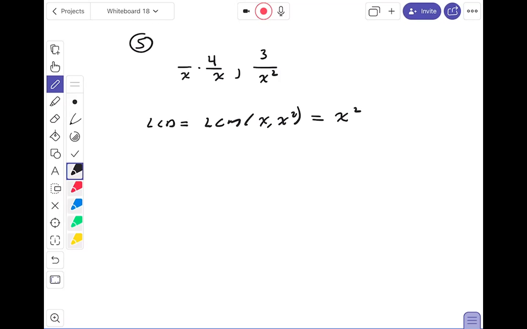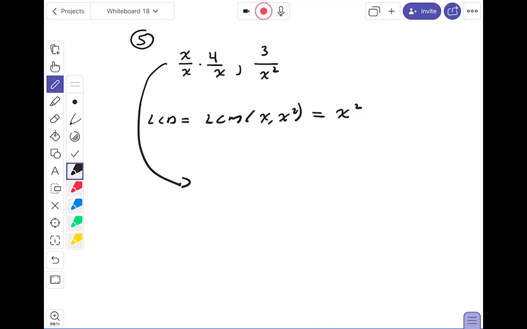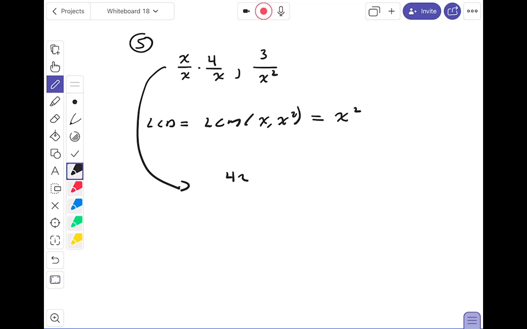x. Now remember this. If you multiply the bottom by x, you multiply the top by x. Let's write this over here. I'm going to put a box on it. What do you get? 4x over x squared, 3 over, whoops. Let me get my eraser.